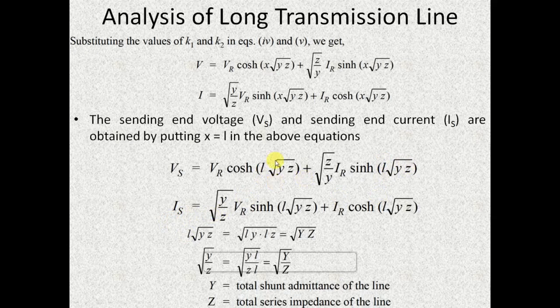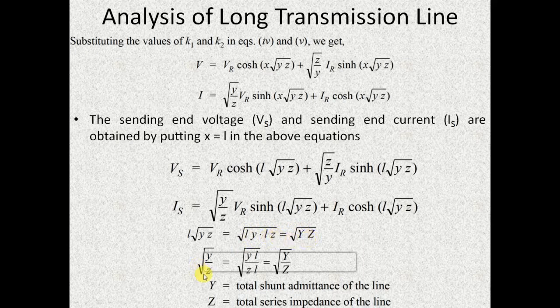Now this L into square root of YZ can be further simplified as square root of L square YZ. L square can be further split into LY into LZ. This Y is actually indicating the shunt admittance per meter length. Therefore, L into Y will be giving the total shunt admittance of the line, and L into Z will be giving the total series impedance of the line. The total shunt admittance is indicated by capital Y, and the total series impedance will be indicated by capital Z.